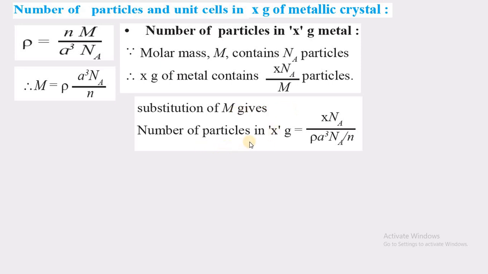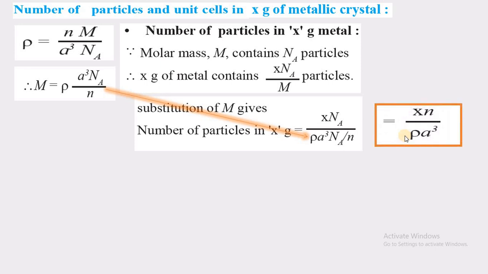Substitution of m gives the number of particles in x gram. Number of particles in x gram is equal to x into Na. Instead of m we will use rho into a cube into Na divided by n, and Na gets cancelled. This n will be here, and hence the formula will become: number of particles in x gram is equal to x into n divided by rho into a cube.